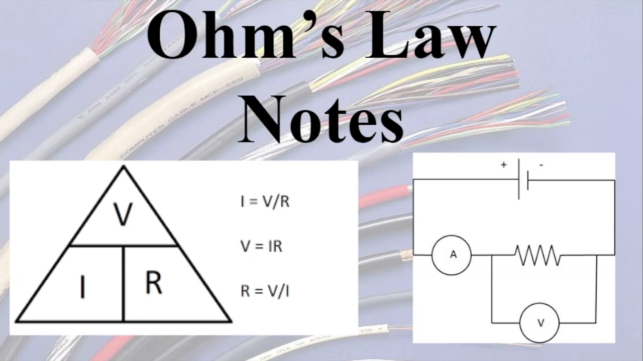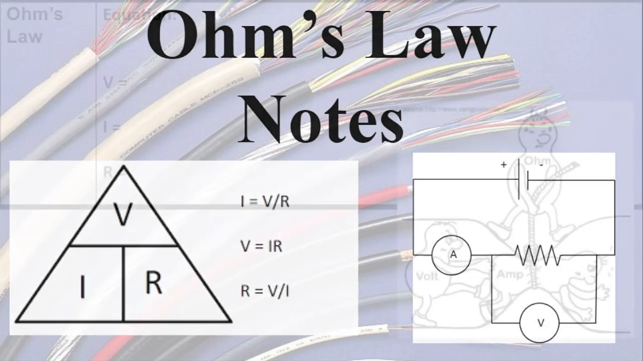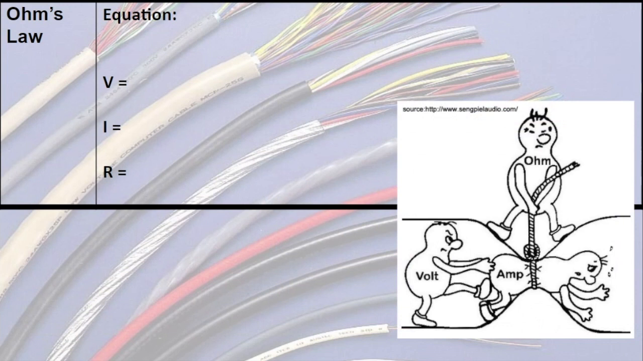Alrighty guys, let's go ahead and get started with Ohm's Law notes. So first thing I want to talk about with Ohm's Law is the specific equation. And Ohm's Law is just a way to tell us the relationship between voltage, current, and resistance mathematically. So the equation for Ohm's Law is V equals I times R.